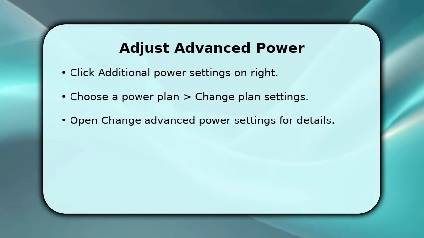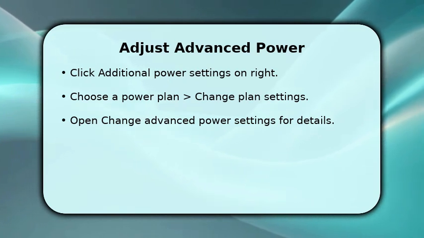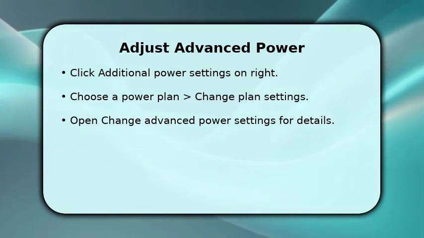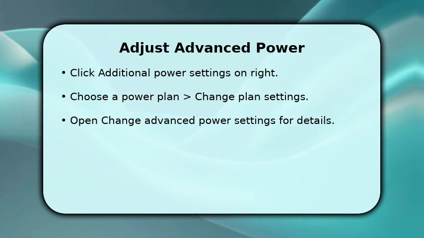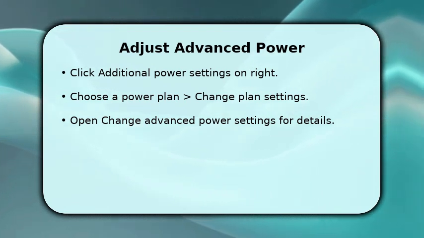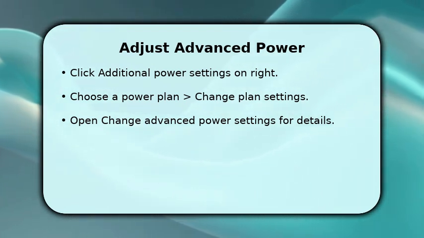Once done in Power and Sleep, click Additional Power Settings to reach legacy controls that affect deeper behaviors. Choose your active plan, hit Change Plan Settings, then change Advanced Power Settings.